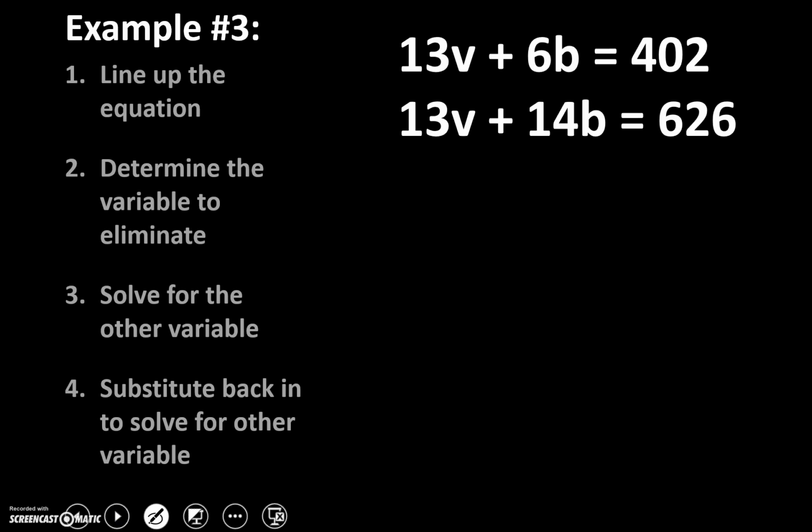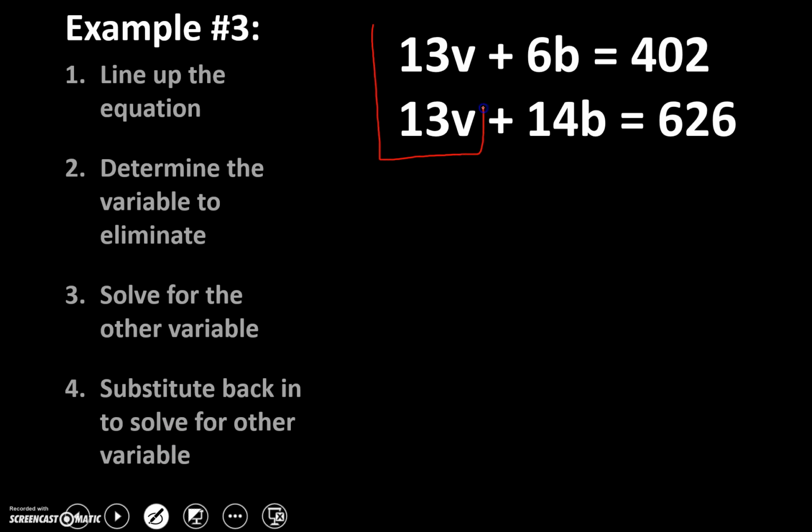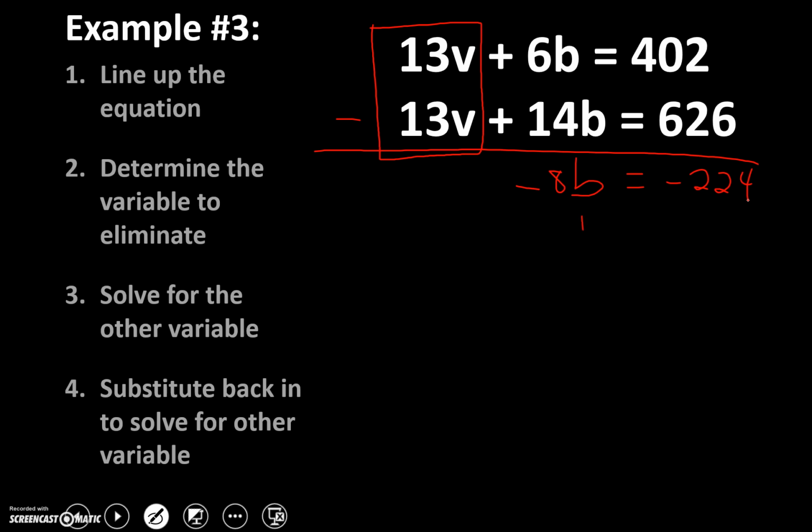So once again, we want to put the variables on top of each other. So we have 13V over 13V, 6B over 14B, and numbers over numbers. And we're going to go through that same exact process as we did previously. So in this problem here, the 13V's are the numbers that are the same. Same signs mean we subtract. So when I subtract 6 and 14, I get negative 8B. And when I subtract 402 minus 626, I get negative 224. So this is a good thing that I get negative 8B and a negative 224, because when I divide both sides by that negative 8, I essentially am going to get back my positive, because negative divided by a negative is a positive. So B ends up being 28.